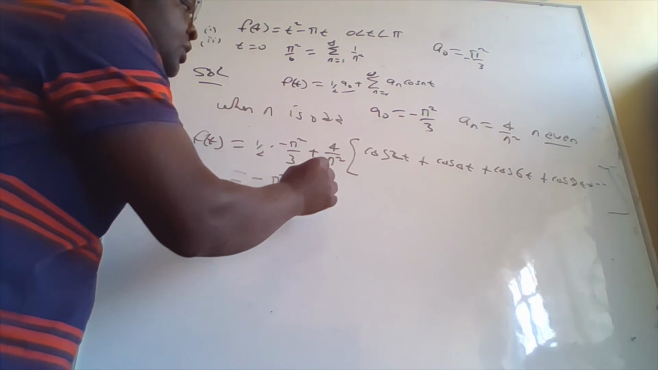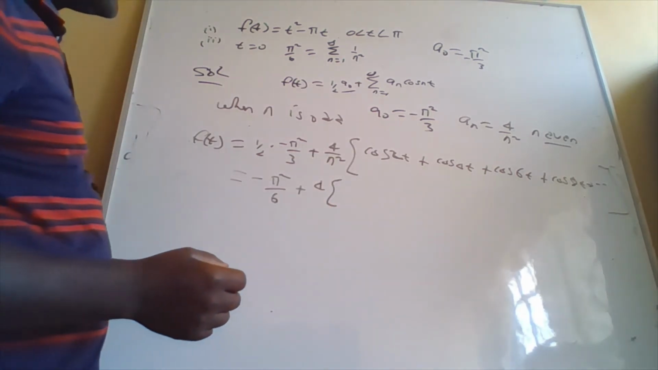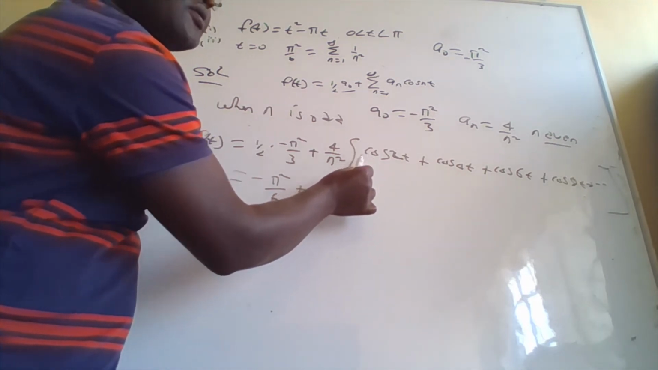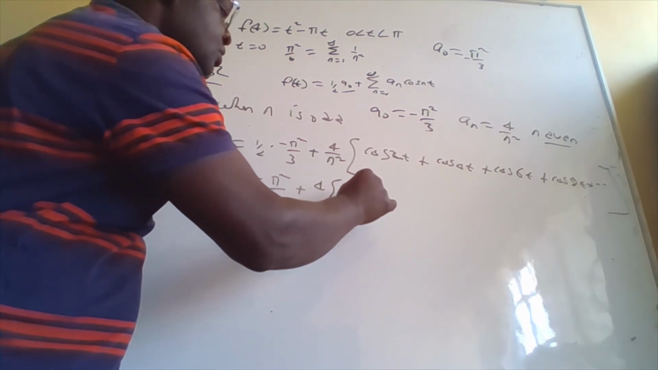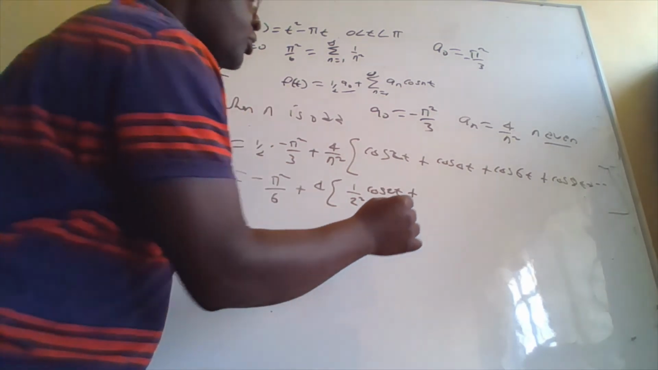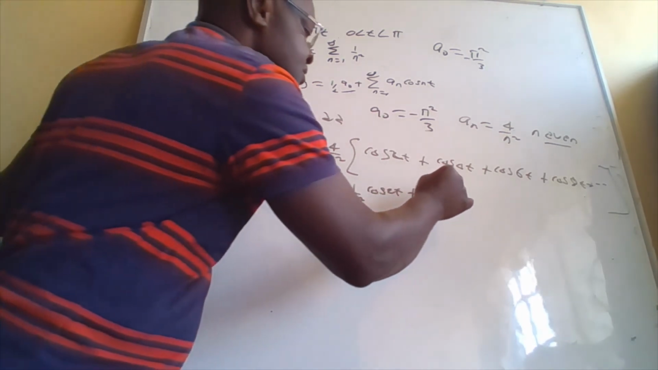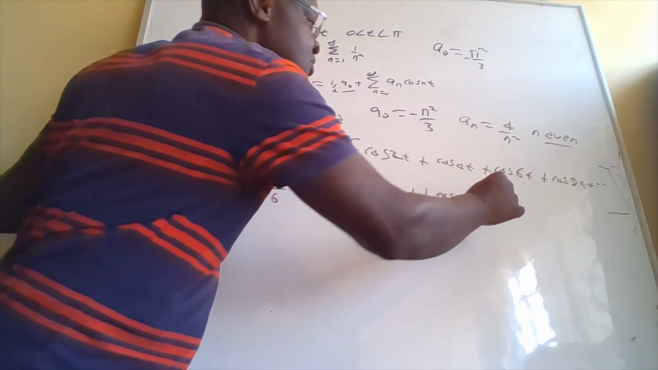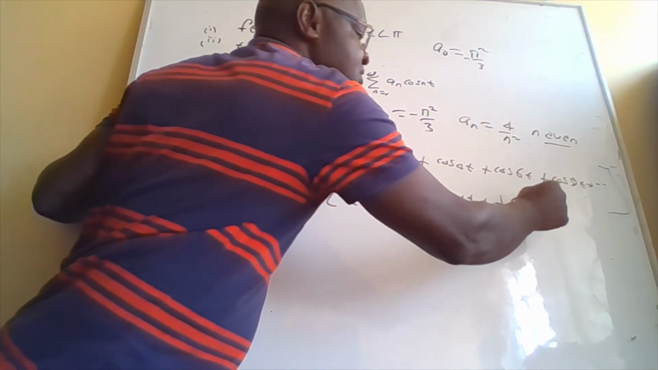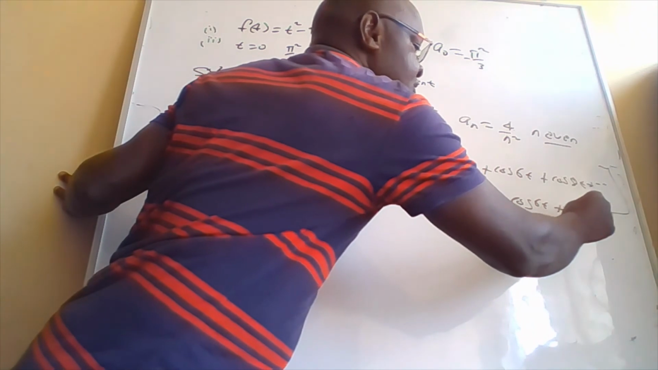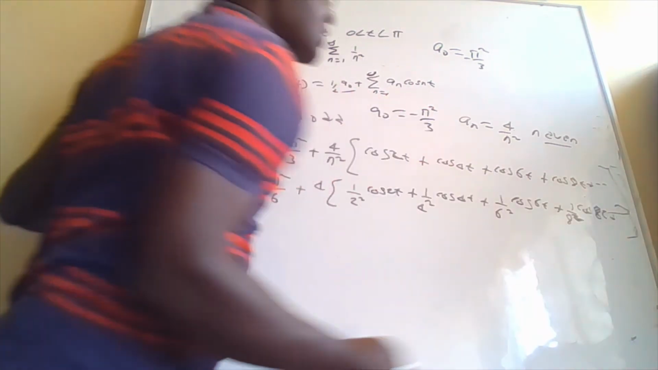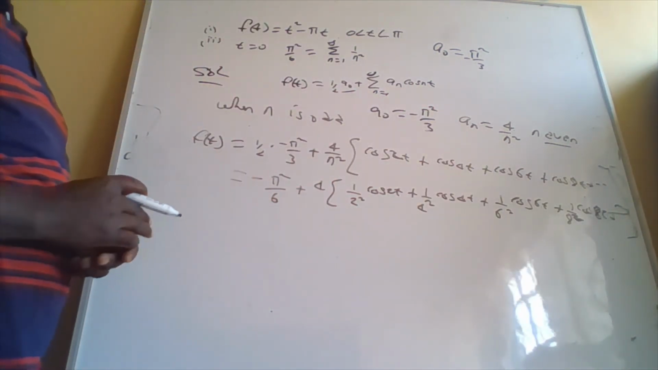plus 4. Now we can take n inside so that we have 4 into, now n, so here we have 1 over 2 squared cos 2t plus 1 over 4 squared cos 4t plus 1 over 6 squared cos 6t plus 1 over 8 squared cos 8t. It continues like that. So this is the Fourier series.